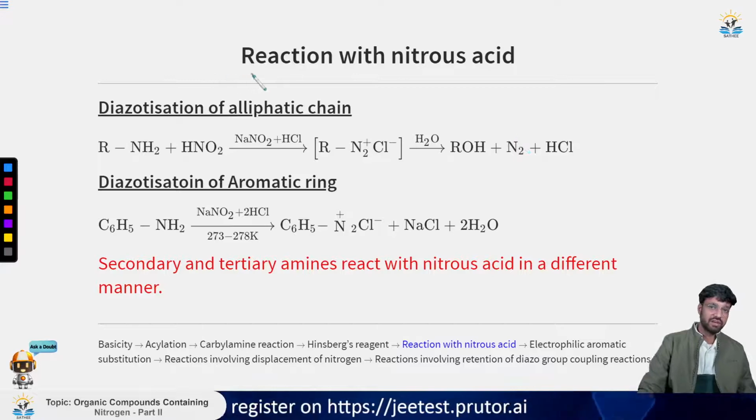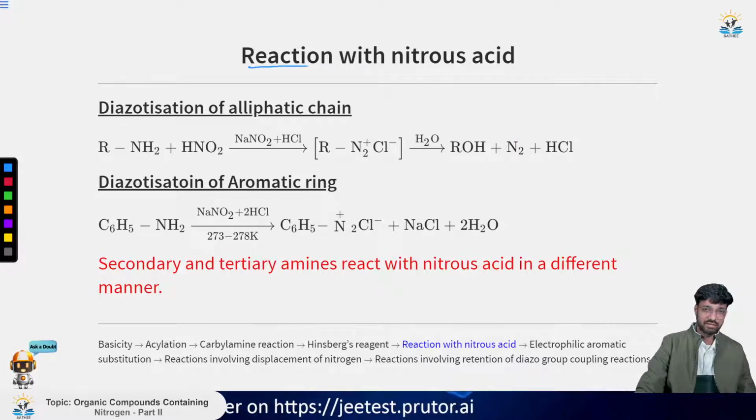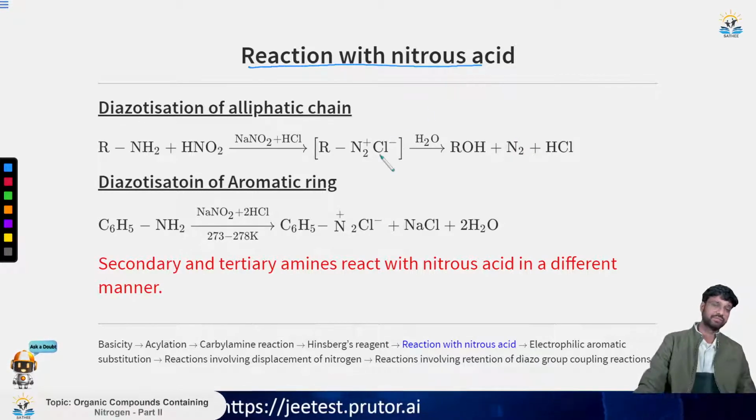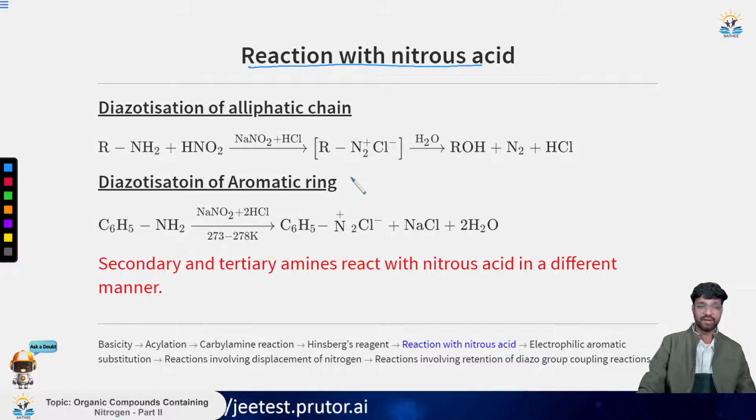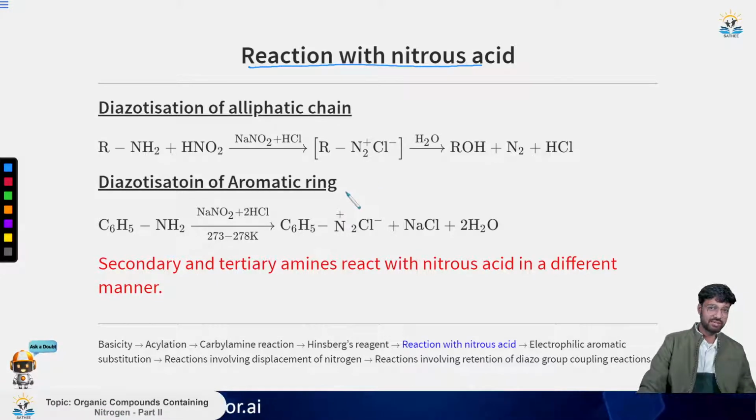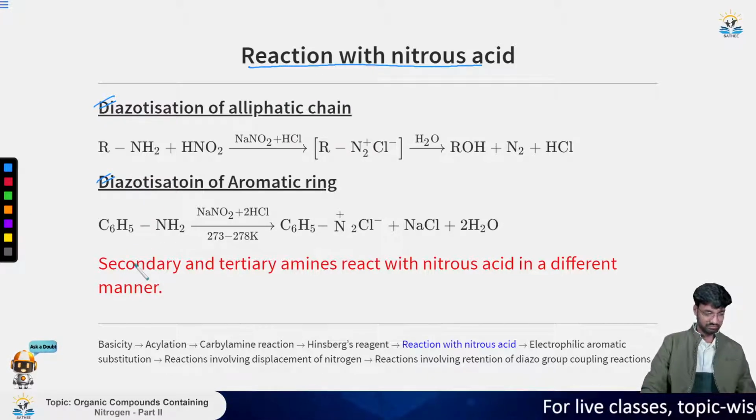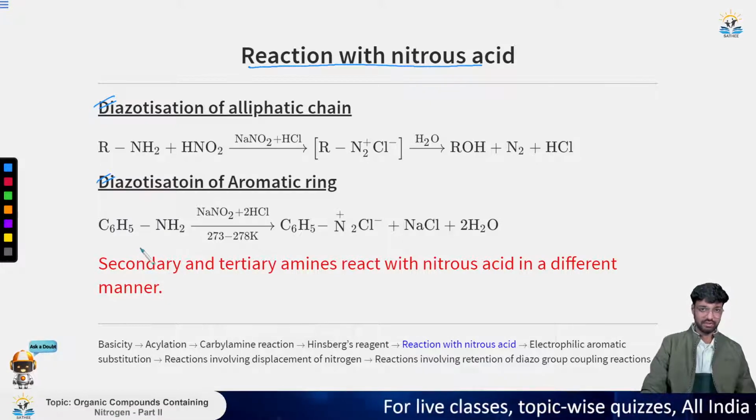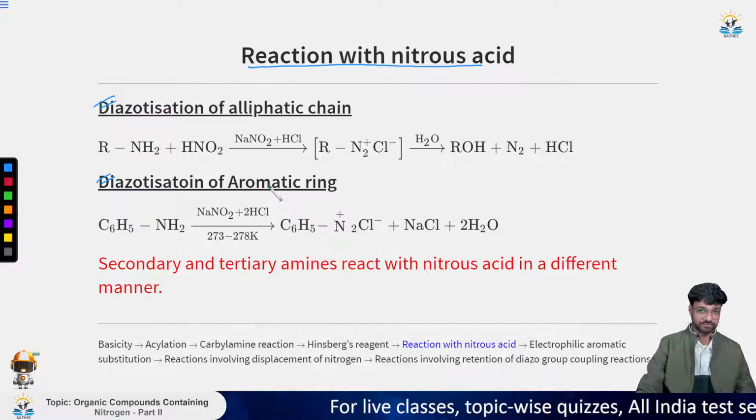Next, we have some other important reactions, that is reaction with nitrous acid. This is the most important reaction of all in this chapter, that is diazotization. It can be done for both aliphatic and aromatic amines. The aromatic one is more descriptive, so we will see later on many reactions that are based upon this diazotization of the aromatic ring.